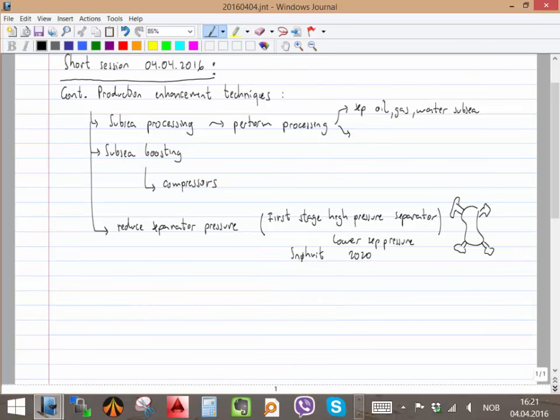That could also mean that you do some water processing and disposal. That you do re-injection, gas treatment, which basically is drying and then re-injection of the gas in the formation.